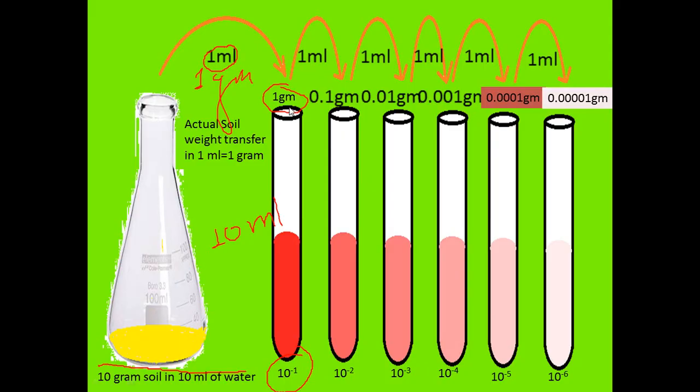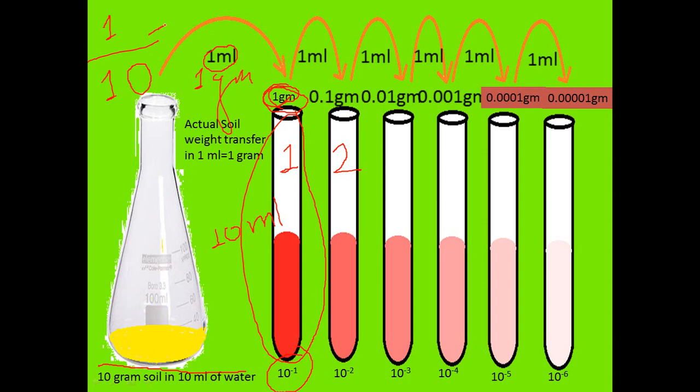Similarly, from this test tube, if you transfer the 1 ml, how much quantity is there in total? It is 1 gram. In this test tube there is 10 ml of the water, and in that 10 ml there is 1 gram of the soil sample. So if you transfer 1 ml from this test tube to the next test tube, 1 will be divided by 10. So how many grams will go? 0.1 gram of the soil sample will go. So from the first test tube, if you transfer 1 ml of the volume to the second test tube, then 0.1 gram of the soil sample will be transferred.